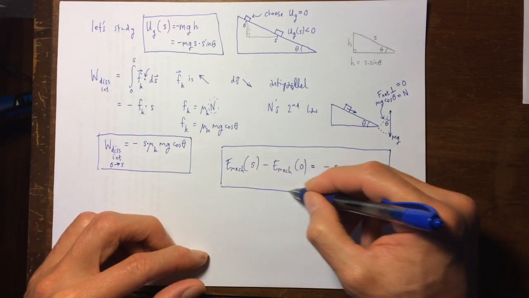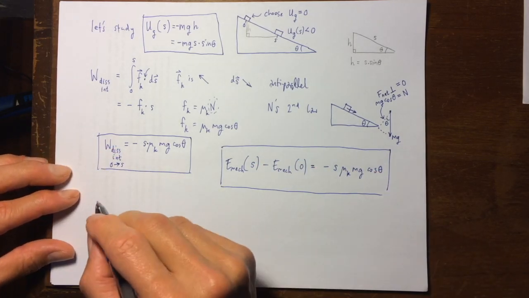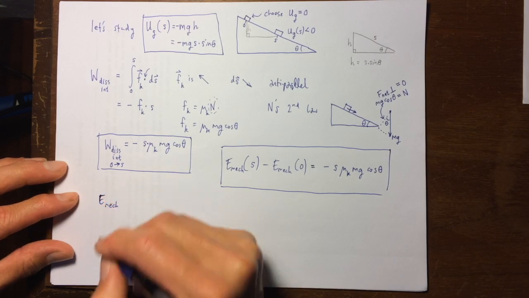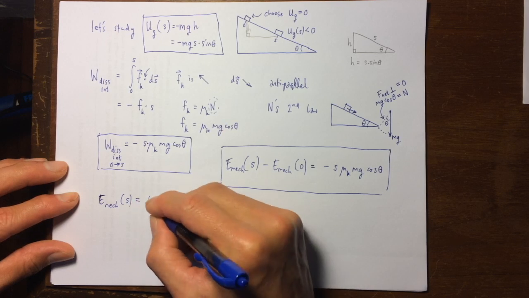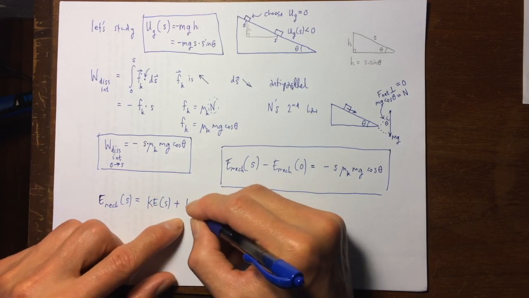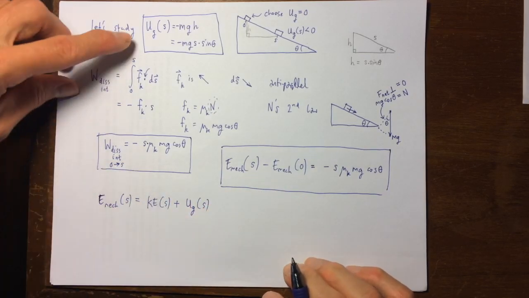So what does this give us? Well, what it gives us is really apparent if we write down the next thing. We write down what is the mechanical energy as a function of S. Well, it's the kinetic energy as a function of S plus the gravitational potential energy as a function of S. So we've already done that.